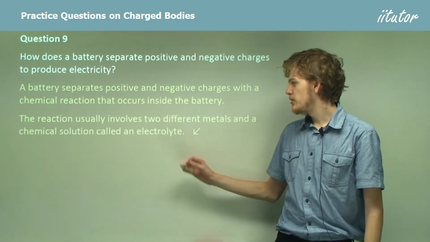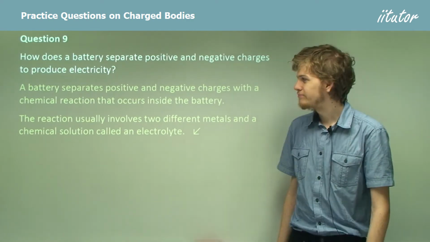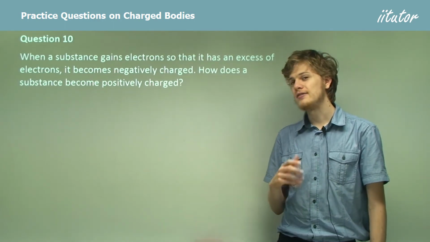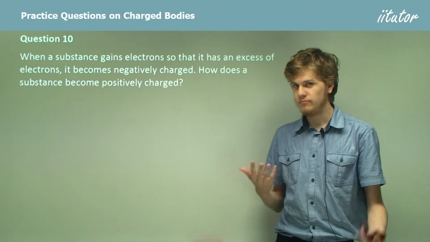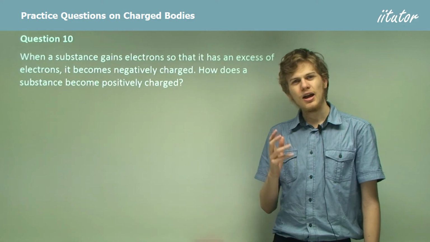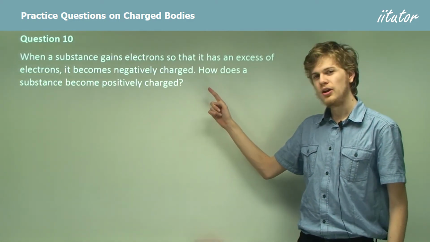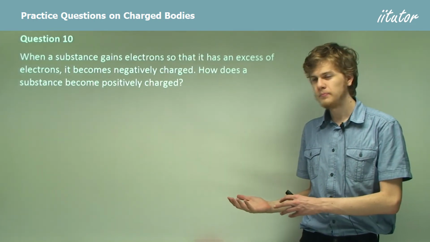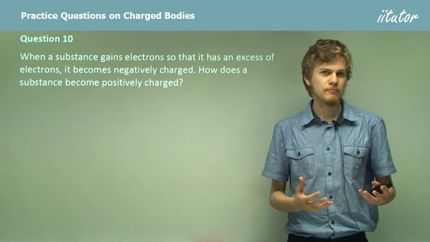The reaction usually involves two different metals, as well as a chemical called an electrolyte. Question 10. When a substance gains electrons so that it has an excess of electrons, it becomes negatively charged. Fair enough. How does a substance become positively charged? At first, it's tempting to write a similar sort of sentence to the first one. We can say that it must gain an excess number of protons from somewhere else. But this isn't true. Instead, we lose electrons.